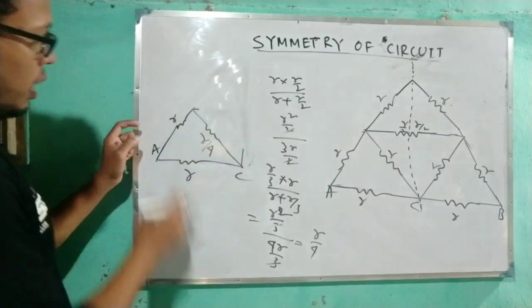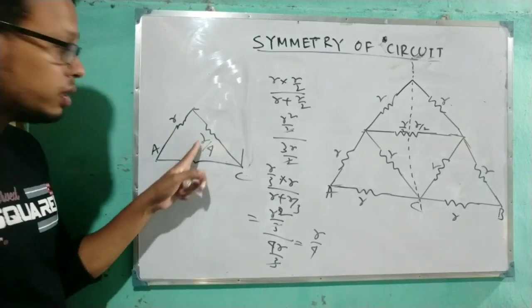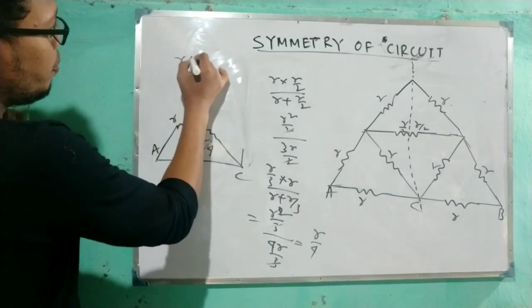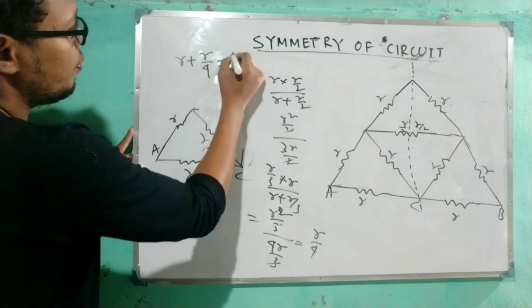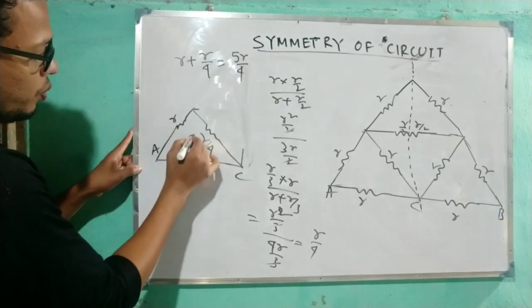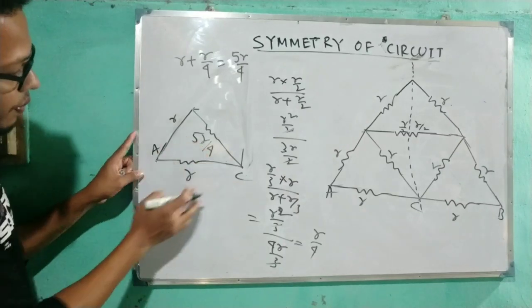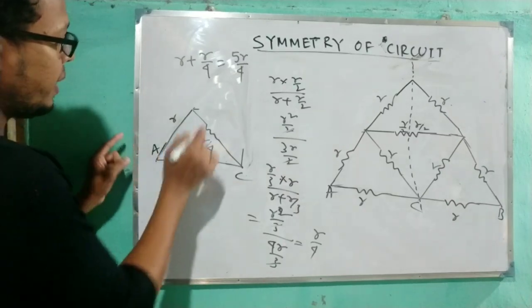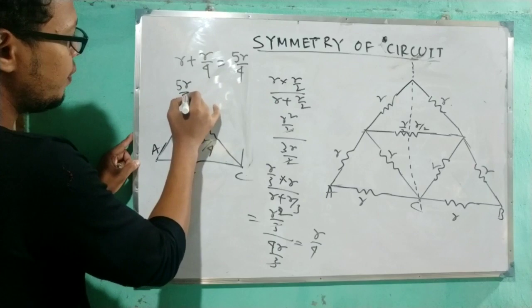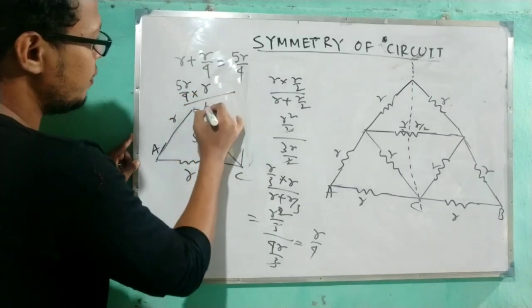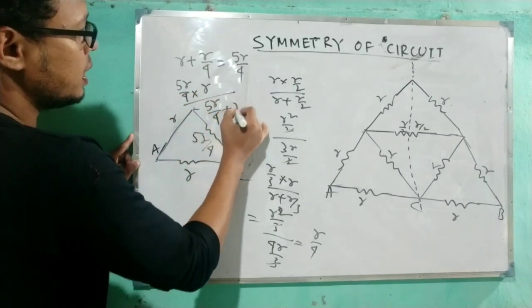Clear? R and R by 4, they are in series. Now R plus R by 4 will be 5R by 4. So we are getting 5R by 4. Now see, 5R by 4 and R, these are parallel. So this will be 5R by 4 into R divided by 5R by 4 plus R.